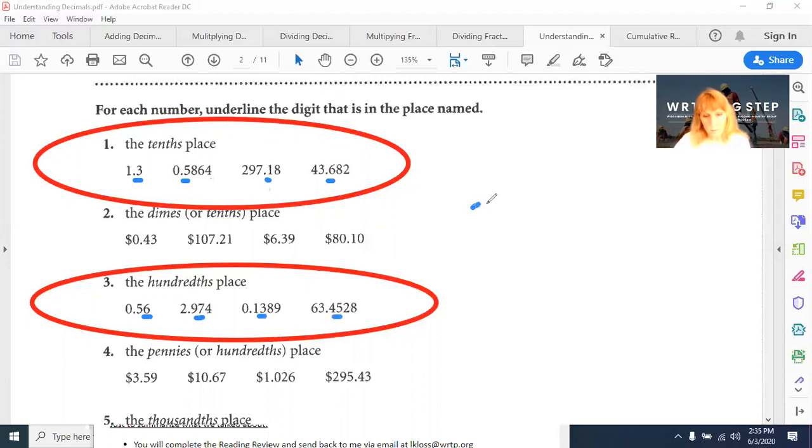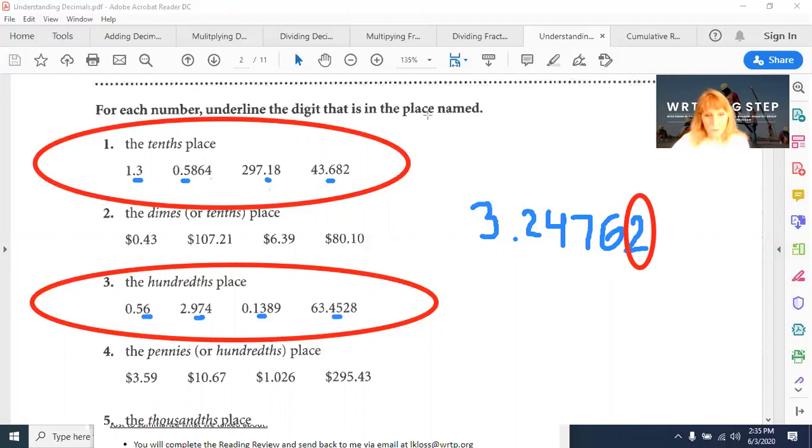What if I gave you 3.24762? Which number is in the 10,000ths place? Well, we have tenths, hundredths, thousandths, 10,000ths. So in this case, the 6 would be in the 10,000ths place. Okay. What if I wanted the number that was in the 100,000ths place? Then it would be tenths, hundredths, thousandths, 10,000ths, 100,000ths. It would be the 2 over there.